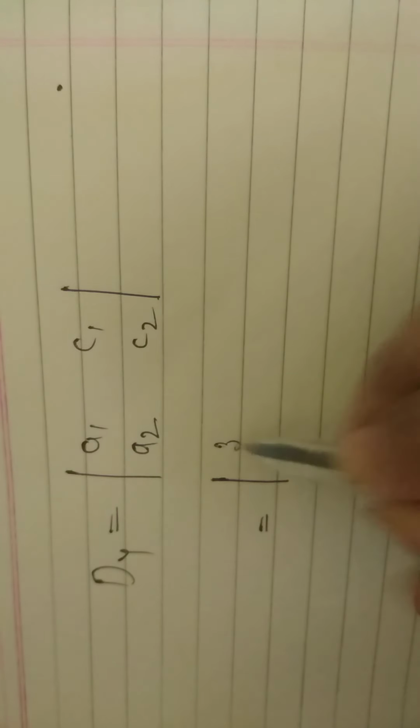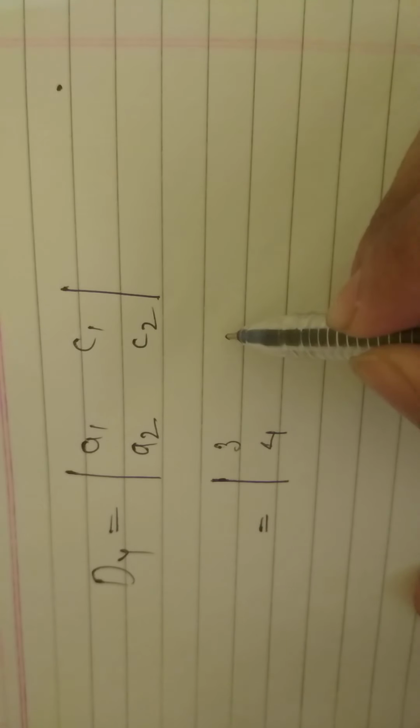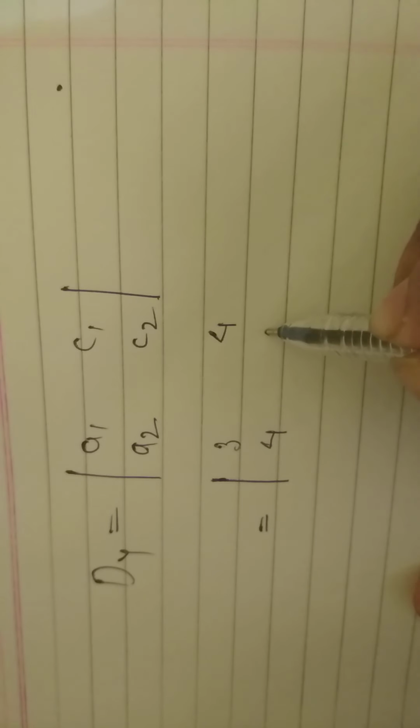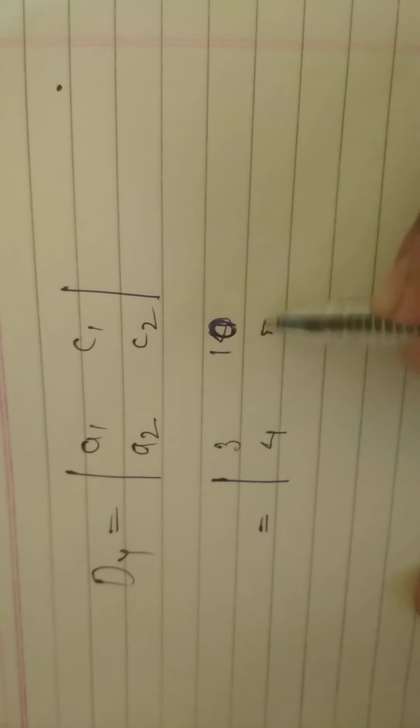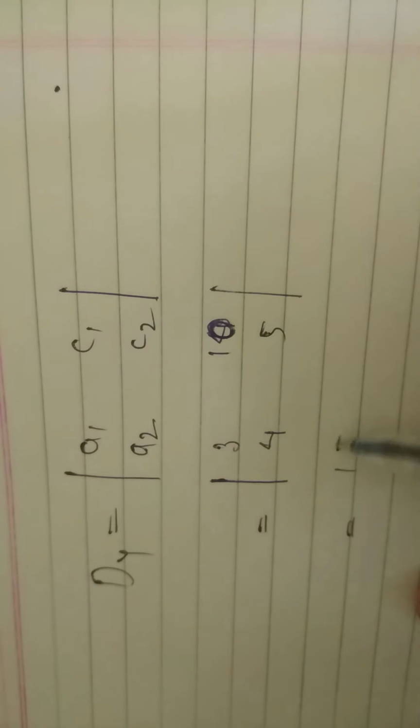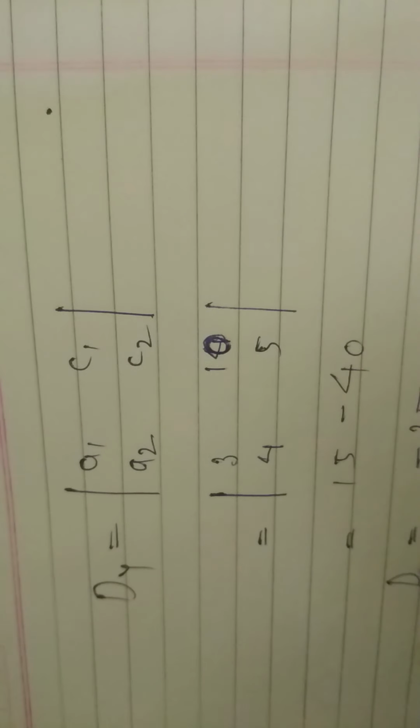Now find the next, Dy. What is Dy? a1 a2 c1 c2. What are the values of a1 and a2? 3 upon 4, and c1 c2: c1 is 10 and c2 is 5. Multiply this. 3 times 5 is 15, and 4 into 10 is 40. We will get minus 25 as Dy.